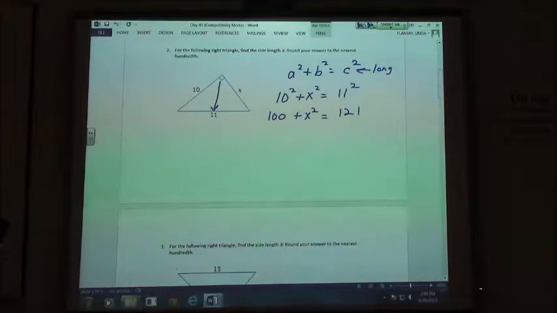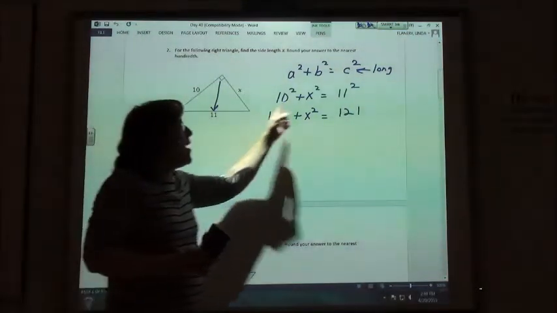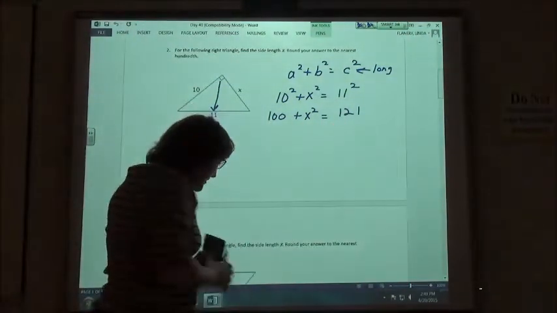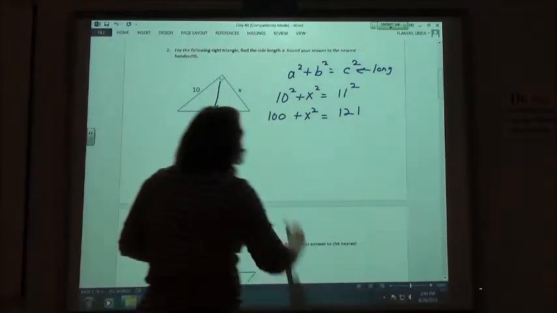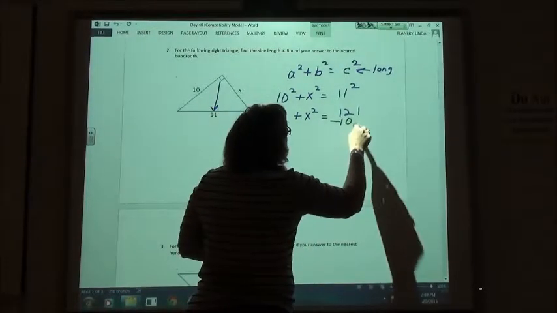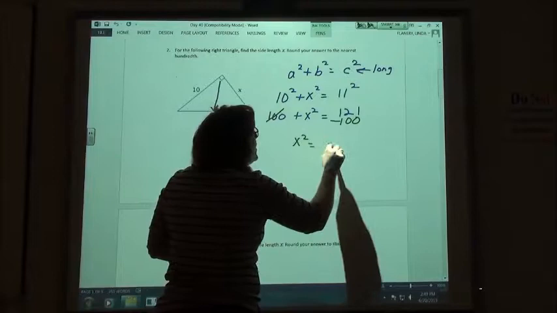Now in this one, to solve it for x, I've got to move my 100 over with my other number because I've got to get the x by itself. So I'm going to minus 100. x squared is going to equal 21.